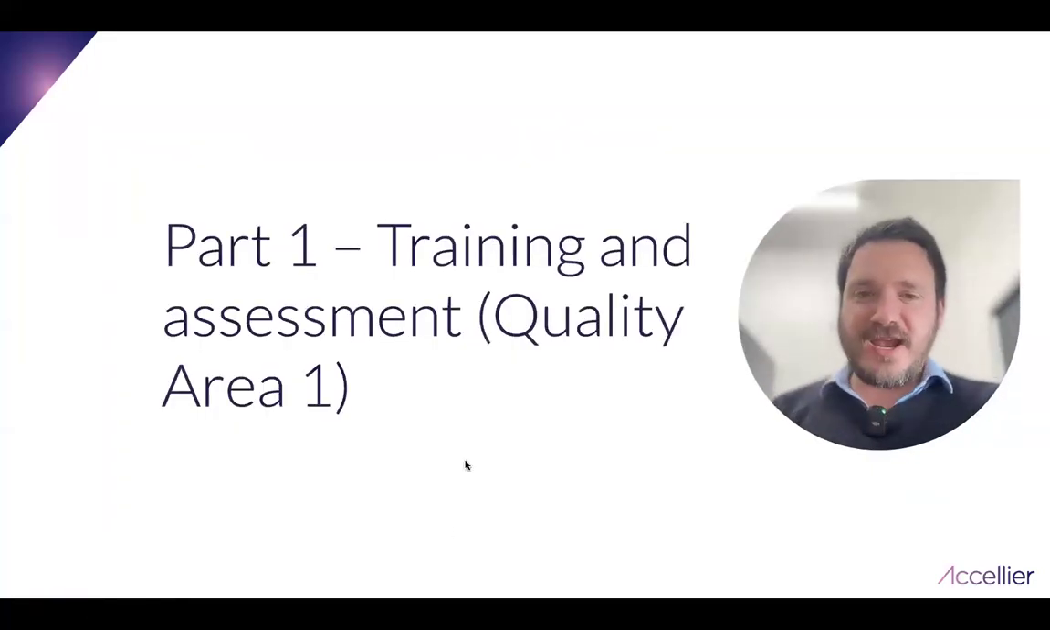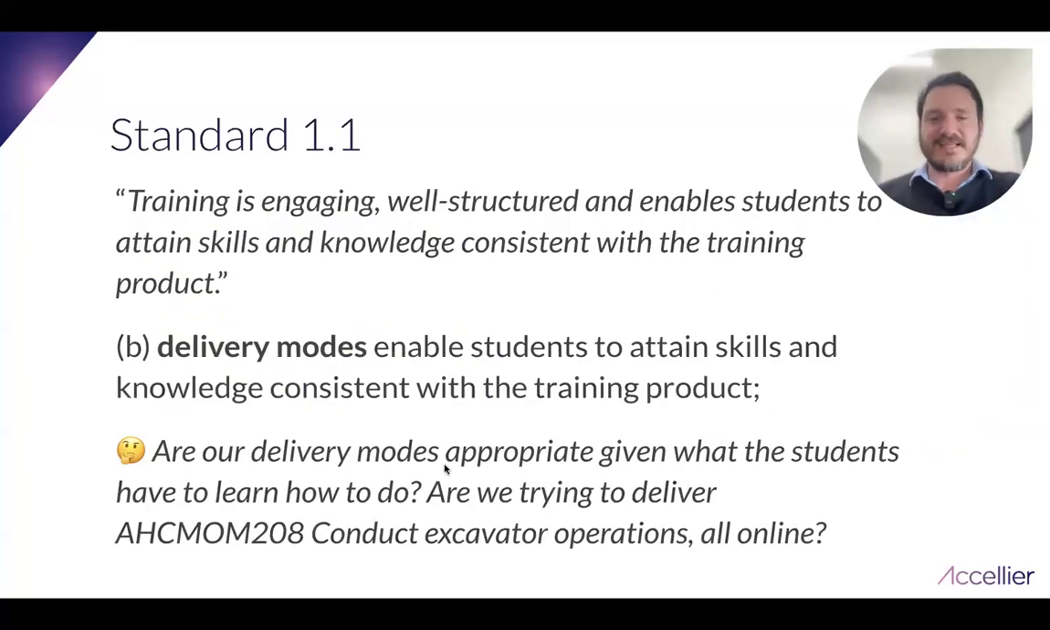Let's go to part 1, training and assessment. Quality area 1. So this is unfortunately where we're a bit wordy on the screen, but I've done my best to distill the wording a bit more. Standard 1.1 says that training is engaging, well-structured, and enables students to attain skills and knowledge consistent with the training product. As mentioned, I'm not covering everything, but I've honed in here on 1.1b, which says that delivery modes must enable students to attain skills and knowledge consistent with the training product.